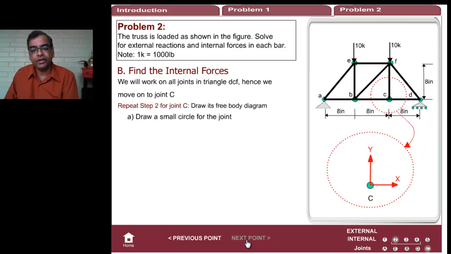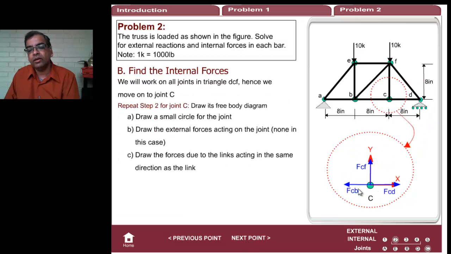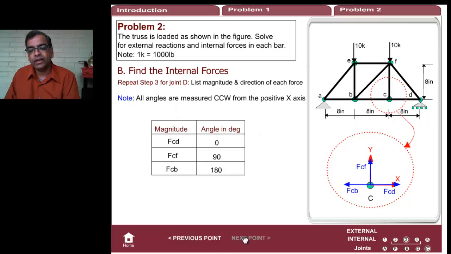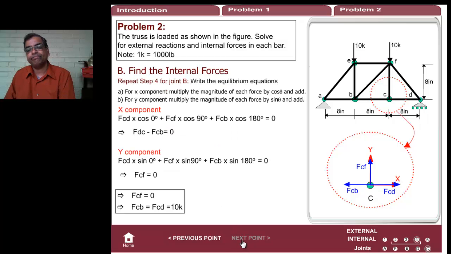And then off we go, and you can go to joint C. Joint C is an easy one. There are the three forces in joint C. You can draw them all, and you can find the angles. And as usual, you can find the forces. There's nothing to it.